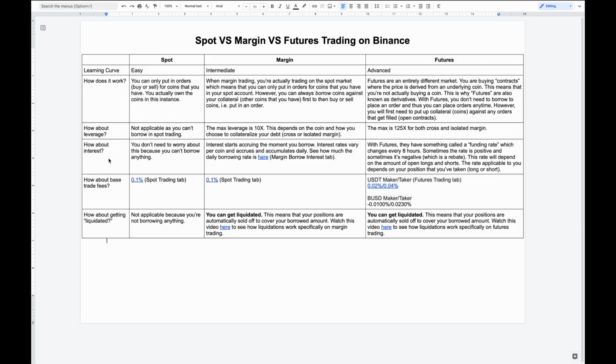How about interest? Well, for spot, you don't need to worry about anything because you're not borrowing anything, because you can't. As for margin, interest starts accruing the moment you borrow. So interest rates vary per coin and accrue and accumulate daily. Now you can see how much their daily borrowing rate is over here.